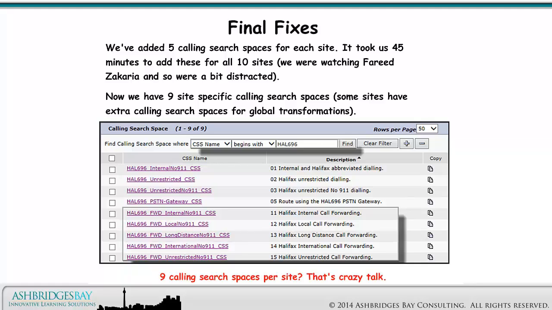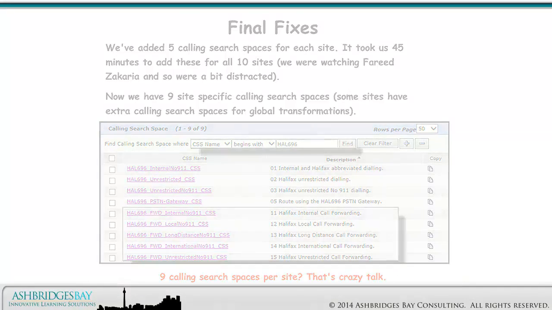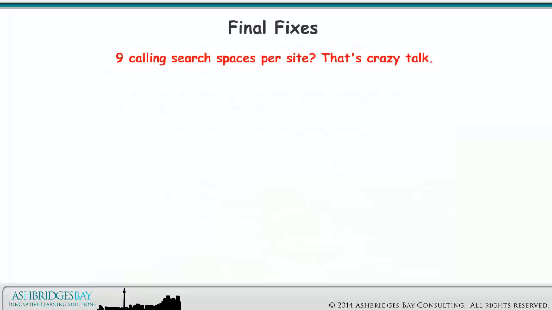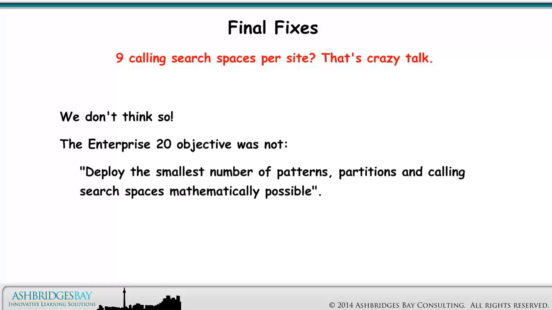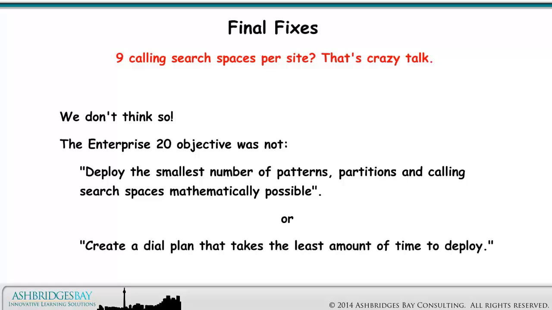9 calling search spaces per site? That's crazy talk. We don't think so. The Enterprise 20 objective was not deploy the smallest number of patterns, partitions, and calling search spaces mathematically possible, or create a dial plan that takes the least amount of time to deploy.